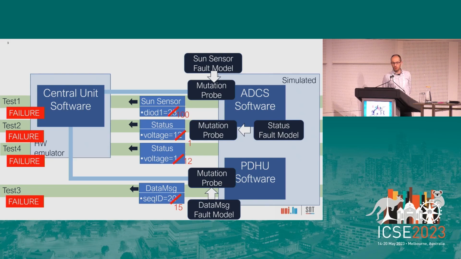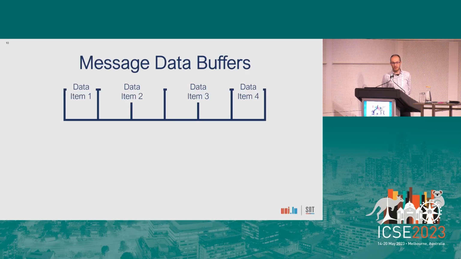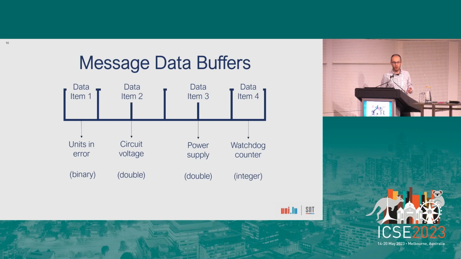In practice, what we mutate is the data that is stored in data buffers, because it's a data structure that is commonly used to perform the serialization before sending the data. And a data item may span one or multiple units, and then the data represent different information, and consequently the bytes that you have in this data buffer should be interpreted in different ways, as binary, as doubles, integers, whatever.